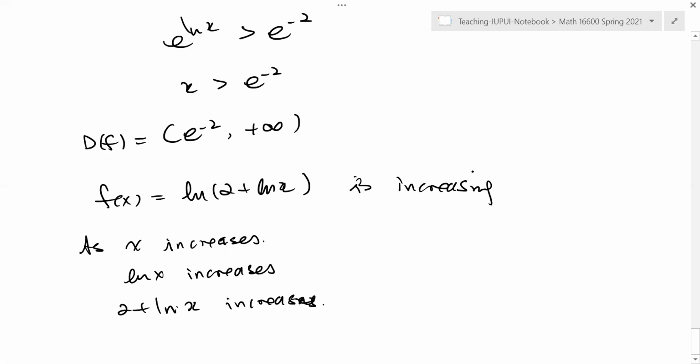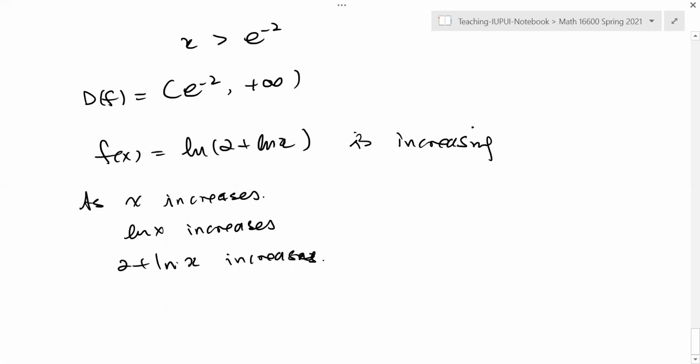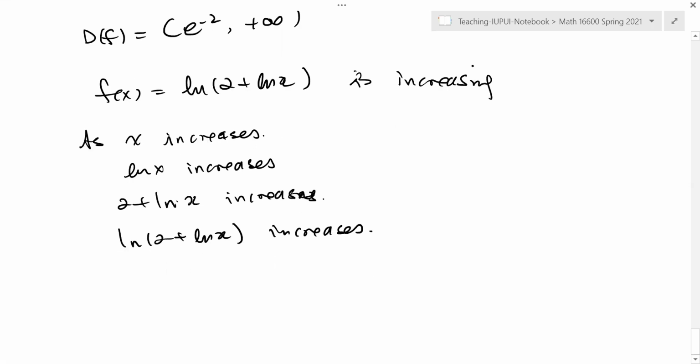Then, if we put into the natural log of 2 plus, right, it increases. That's why, step by step, the inverse exists. So this implies the inverse exists.